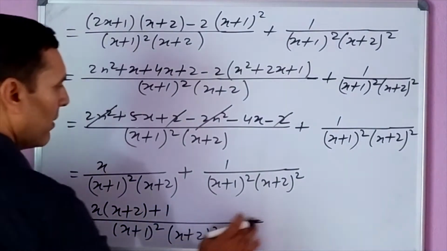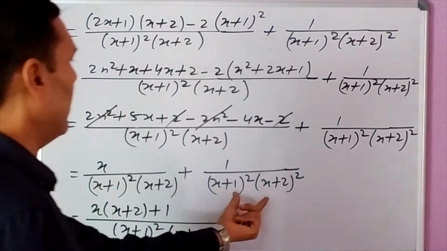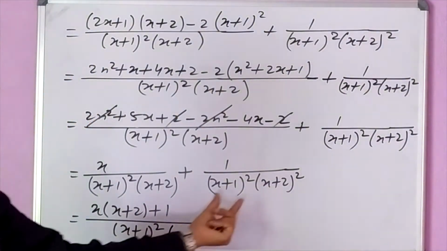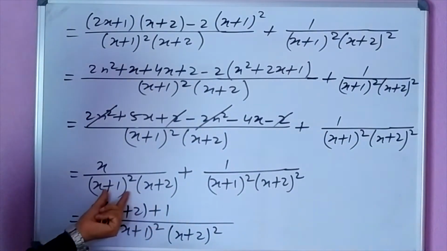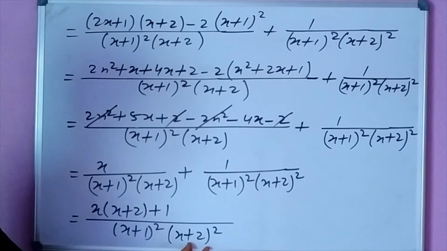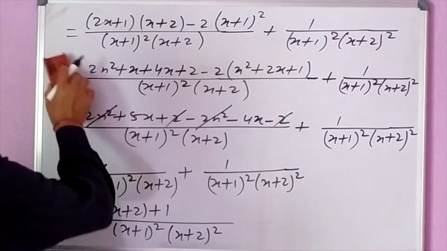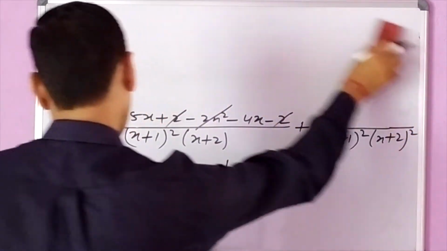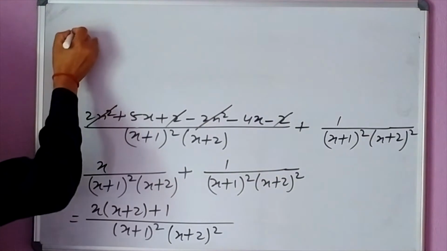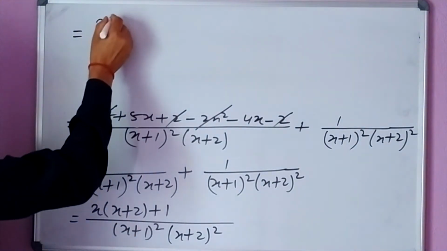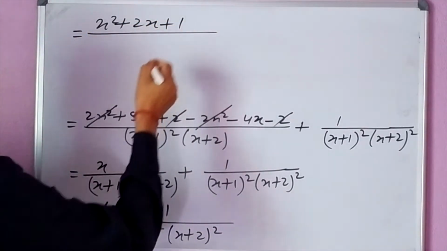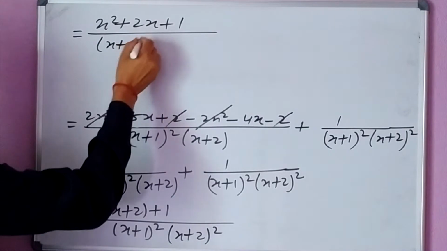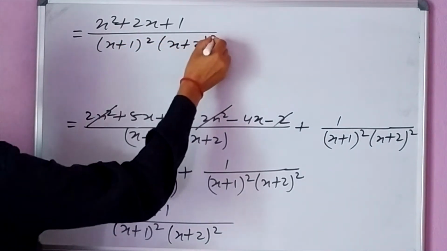And this 1 there only, because this denominator is equal to the LCM. When the LCM is divided by the denominator, we will get 1. 1 into 1 is 1. But here (x+1)^2 cancels, and here is (x+2)^2, here is x+2 only, so one x+2 will be remaining there to multiply with this x. Let's open this bracket. x into x is x^2 plus 2 into x, 2x, plus 1, upon (x+1)^2 times (x+2)^2.